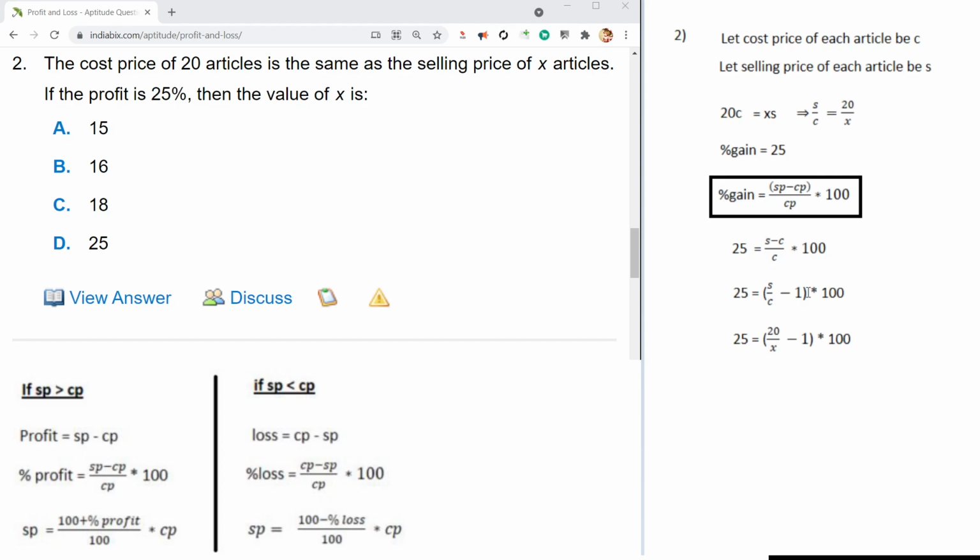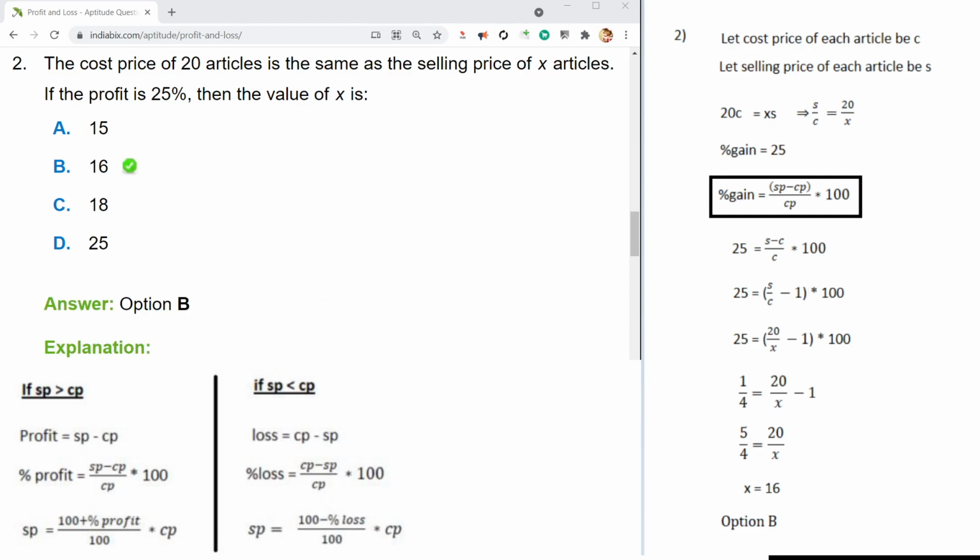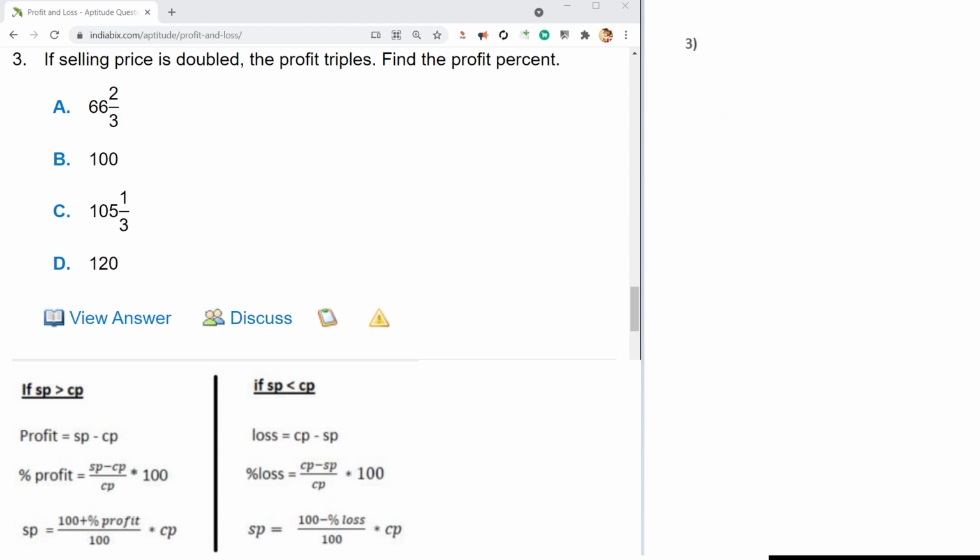If you further simplify, 1 by 4 equals 20 by X minus 1. Then 5 by 4 is equal to 20 by X. X equals 16, which is option B. Option B is correct. Let's see problem number 3.